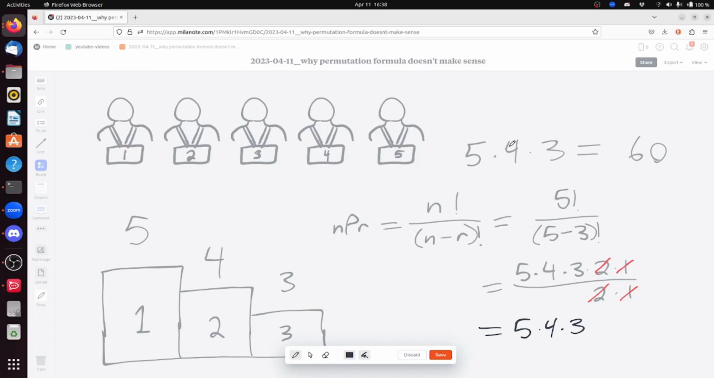And if you understand this way of looking at things, then I think the combination formula, which is a slight change on the permutation formula, also makes sense. So be sure to stick around for the next video where we go over that.